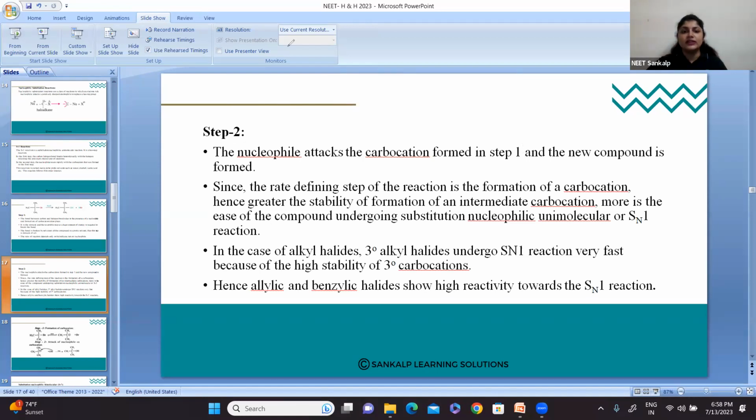So in the next class, I'll first revise SN1 and SN2, and then we'll go for the further part. I think this is clear today. Yes, is it clear?